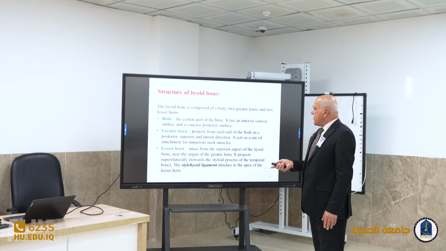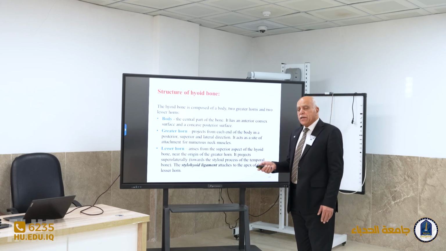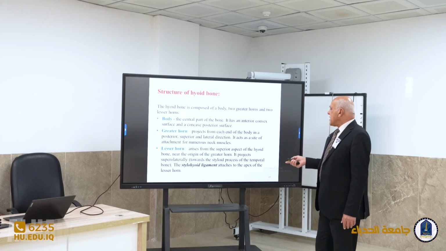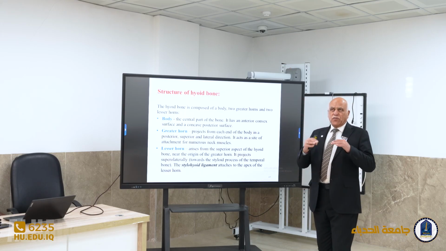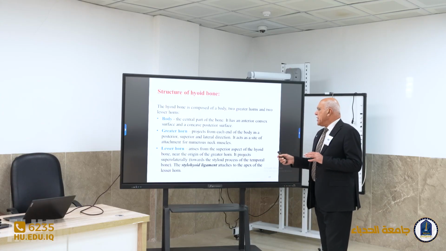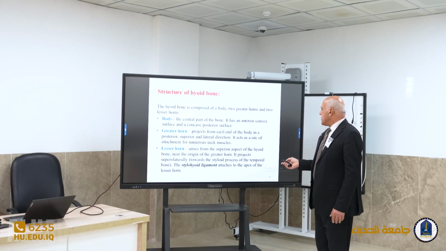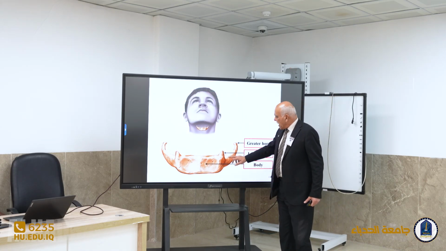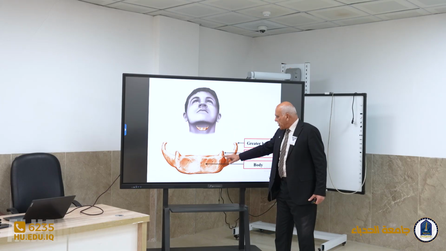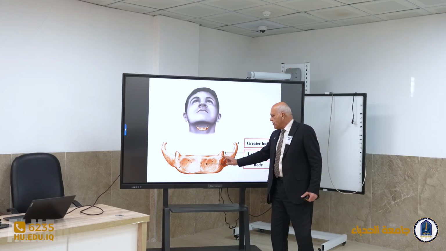The other part, or the third part of the hyoid bone, is called the lesser horn. القرن الصغير. The lesser horn arises from the superior aspect of the body of the hyoid bone near the origin of the greater horn. This is the superior aspect of the hyoid bone. This is the greater horn. This is the origin of the greater horn. Near the origin of the greater horn, this lesser horn arises from the body.